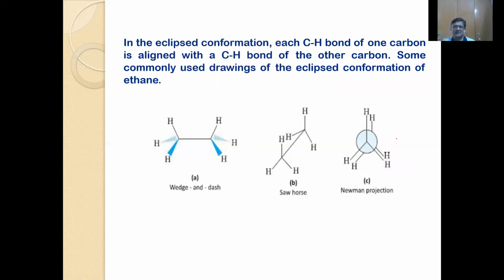In the eclipsed conformation, you will find all hydrogens are very close together. It means every carbon-hydrogen bond becomes very close together, that means in an aligned manner.